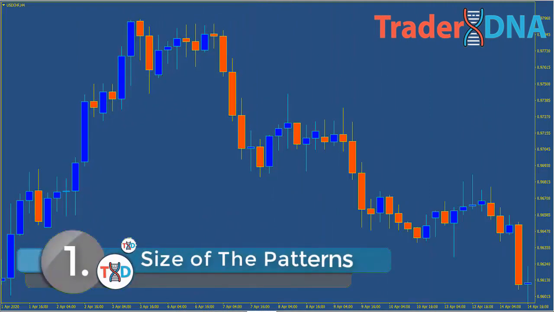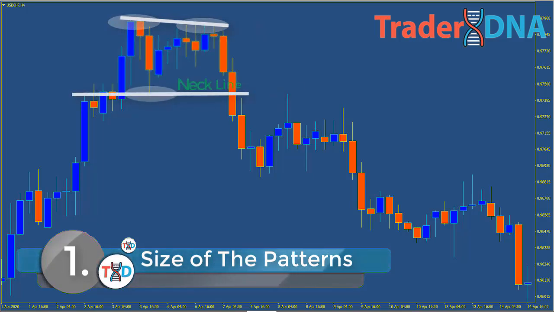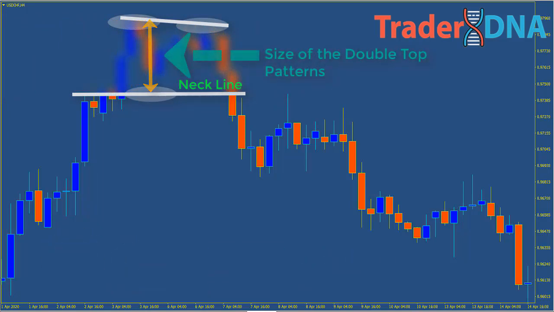First, size of the double top and double bottom reversal patterns. You need to measure the size of the pattern. To do so, connect the two tops or bottoms with a single line. Then add a vertical line to the line between the two tops or bottoms starting from the neckline. This distance is the size of your double top or bottom pattern. It works the same way with the double bottom pattern, but in reverse.